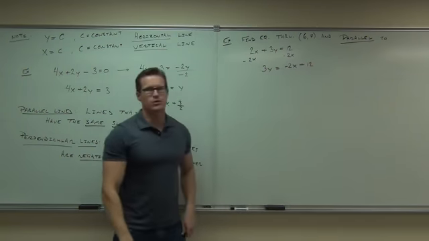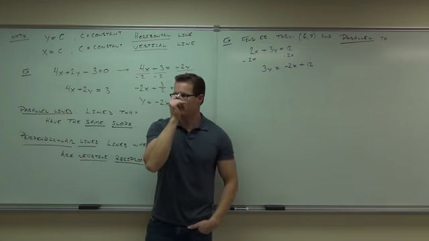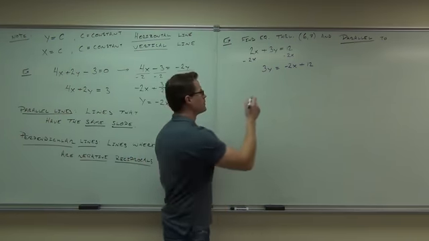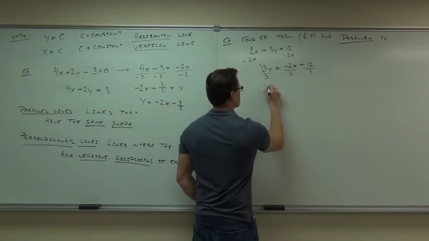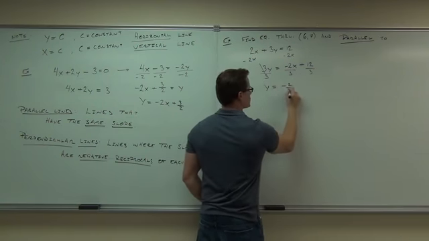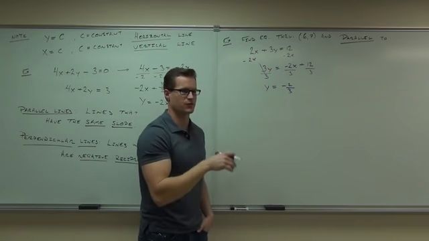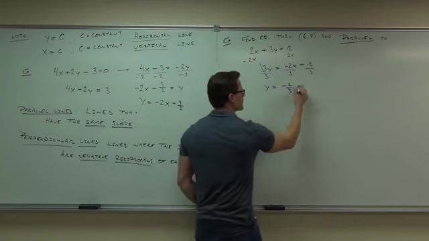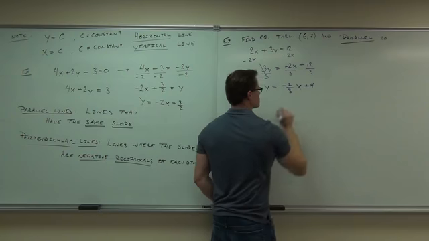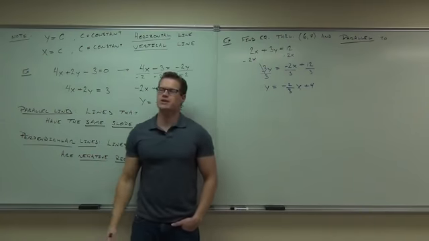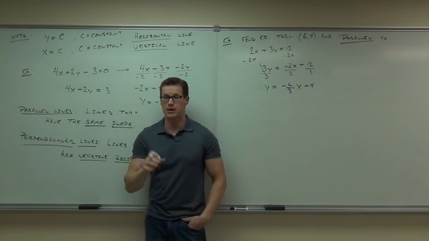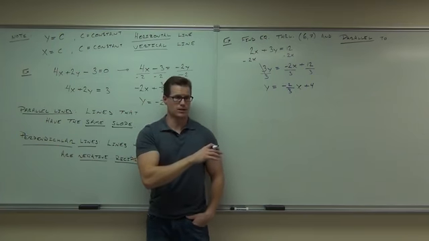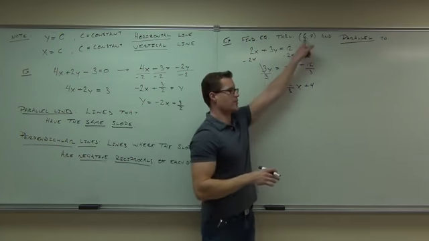Is the slope -2? No, what am I missing? That's the reason we talk about slope-intercept, right? It's to find that slope very easily. Your slope's -2/3. Now what I'm asking for is the equation of a line that's parallel to that line, but now goes through that point.